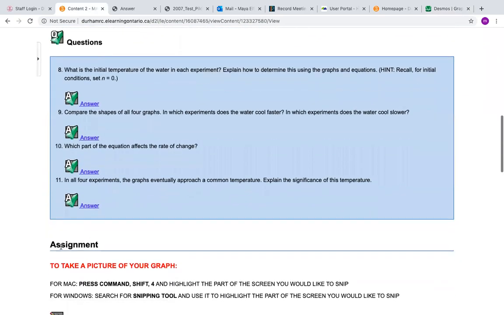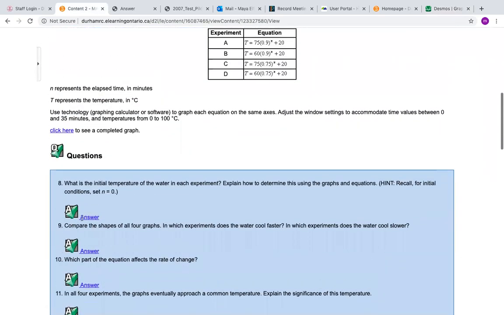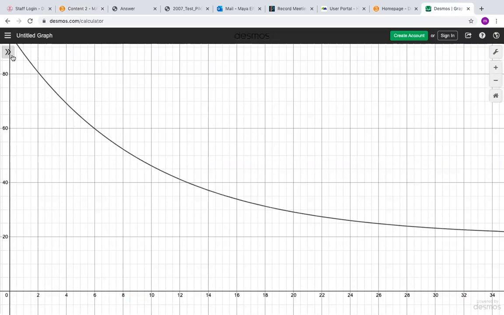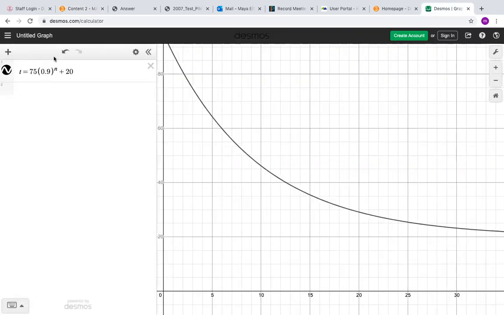All right, so please make sure that when you're entering this as an exponential, make sure that this is on the top like that.